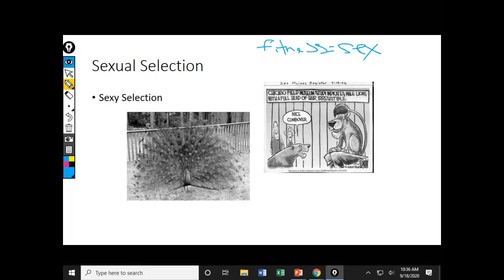Now here's where this gets dirty and cruel. Things that may attract someone from the same species are not always something that's going to make you more competitive at surviving.